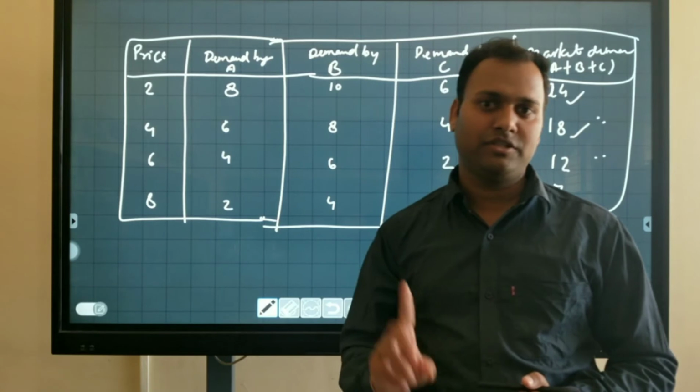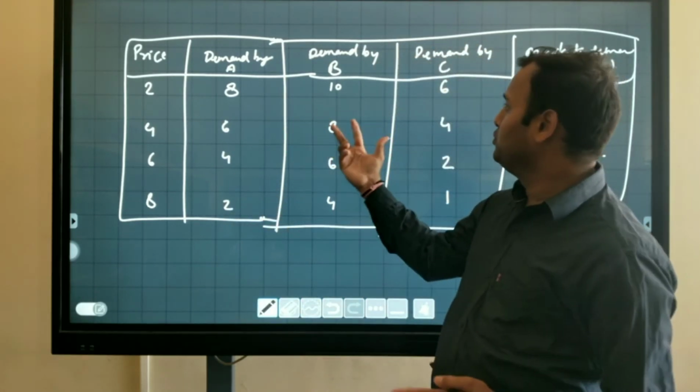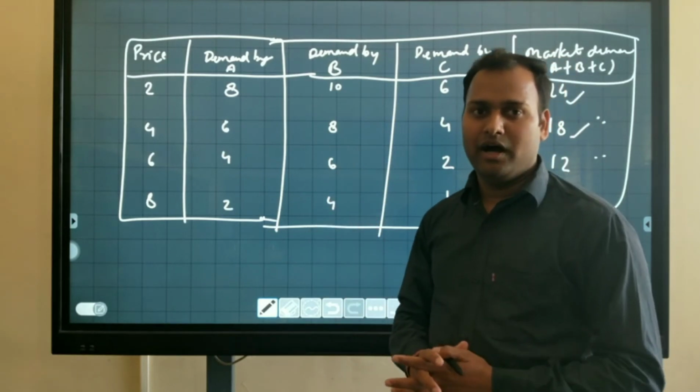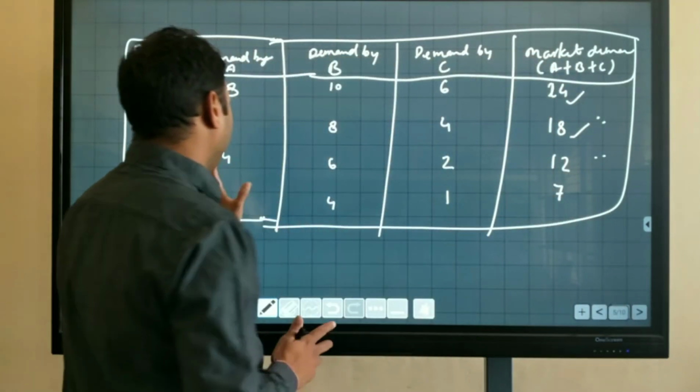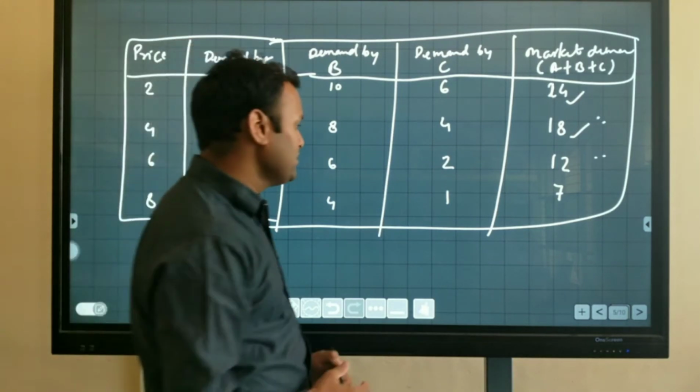So we just consider only the 3. You can consider any number, 2, 3, 4 or any number. Okay. So here you only consider 3 consumers available in the market, that is A, B and C.